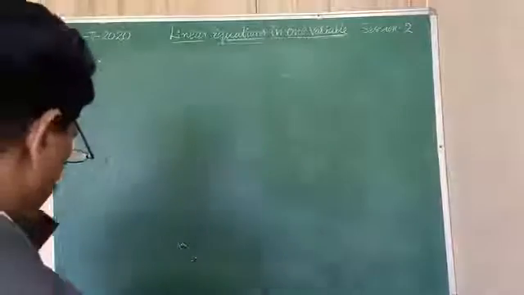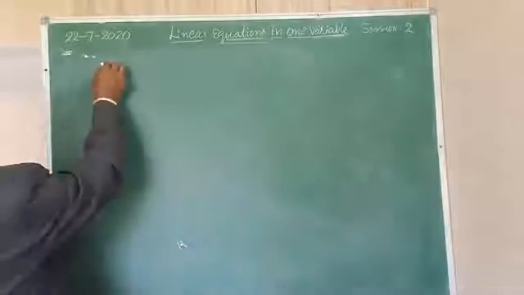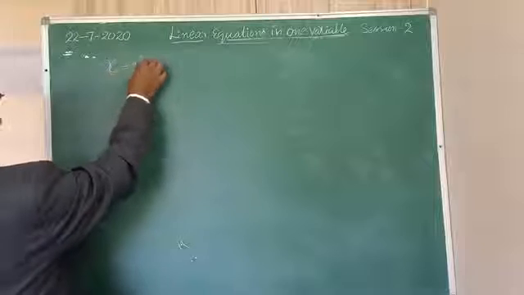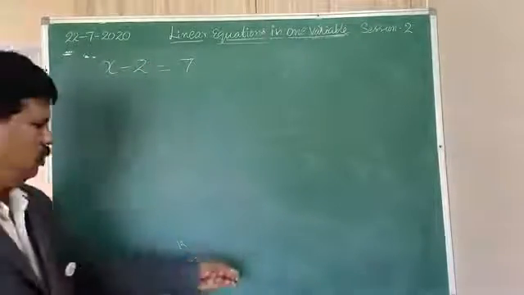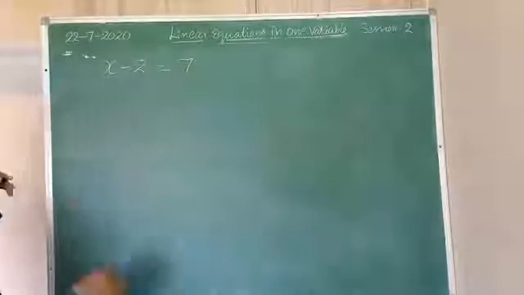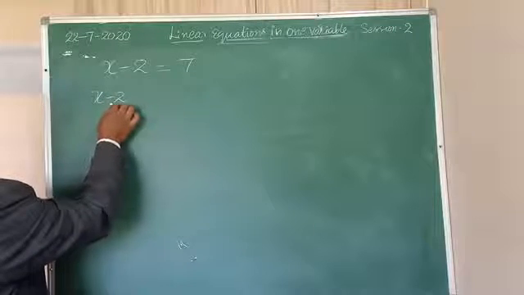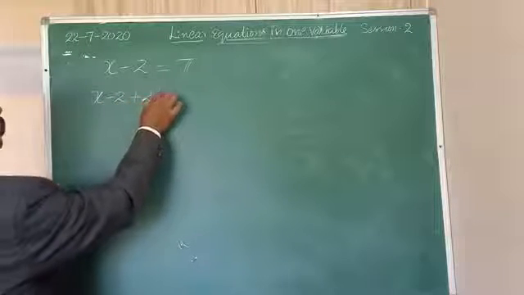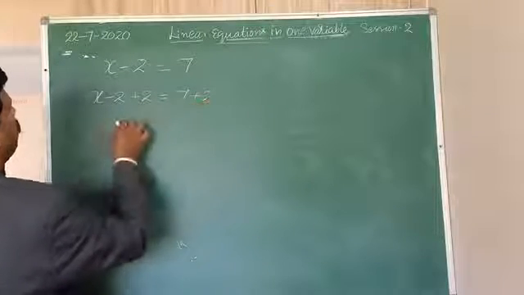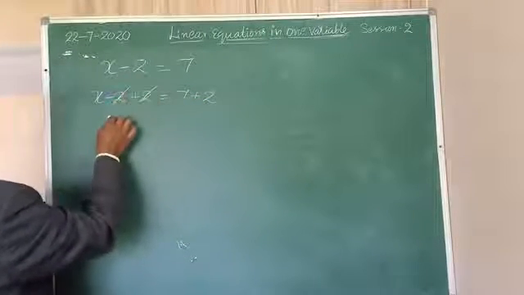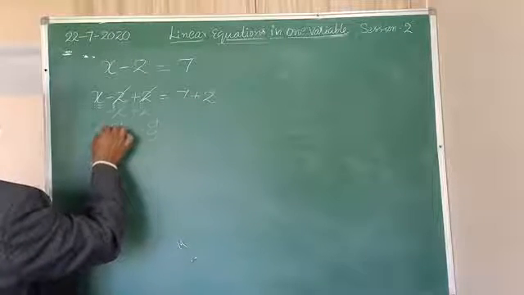Now let us continue with the exercise, the simple one. x minus 2 is equal to 7. Here, first method: x minus 2, here minus 2, you cancel that by adding plus 2. Since you added plus 2 on this side, here also plus 2. So this cancels, x is equal to 7 plus 2 is 9.